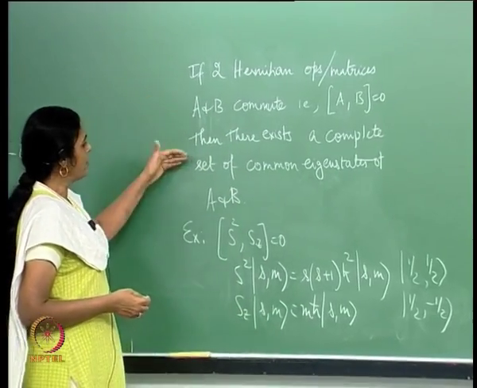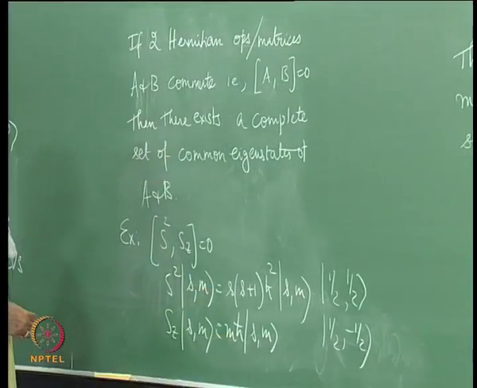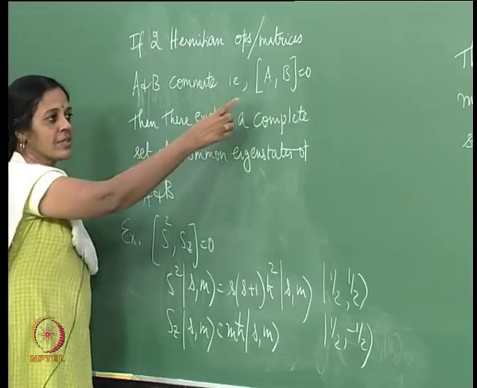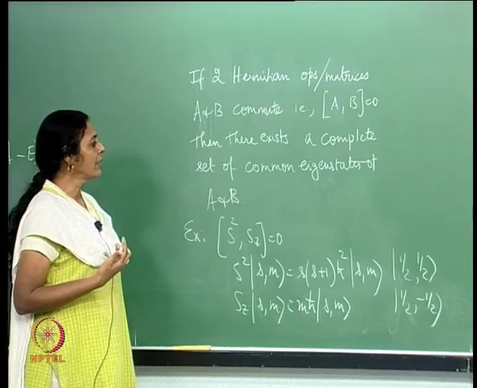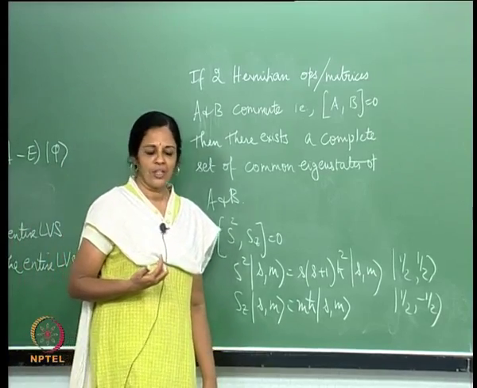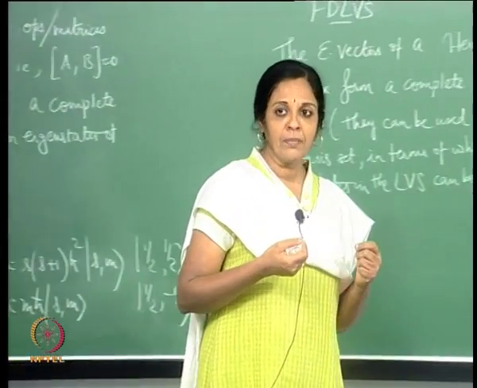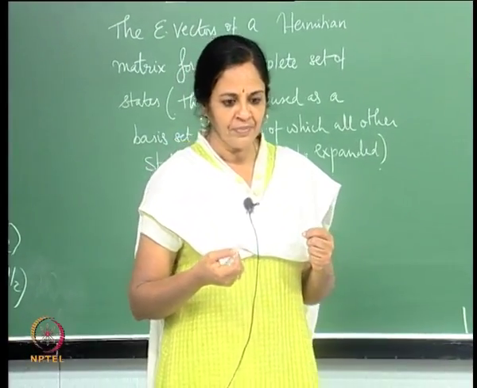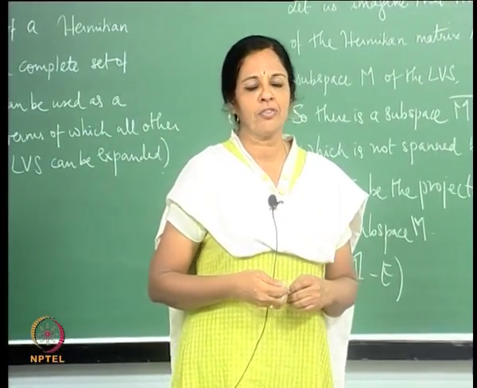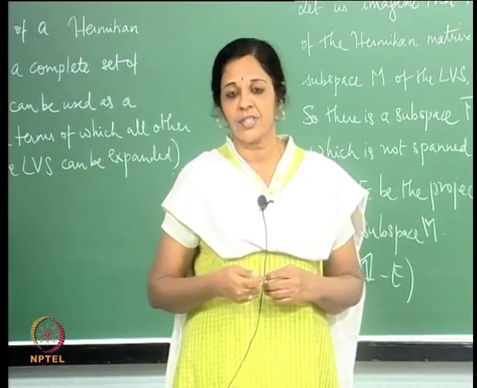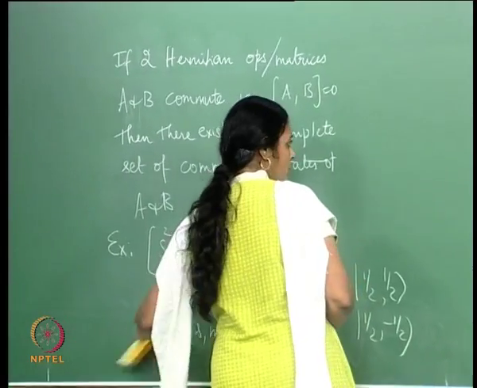We now have to establish this statement that in general, if two Hermitian operators A and B commute, then you are guaranteed that there exists a complete set of common eigenstates of A and B. So, that if you measure A and B in the system simultaneously, the system will collapse to one of this complete set of common eigenstates after the measurement. We prove this as follows.